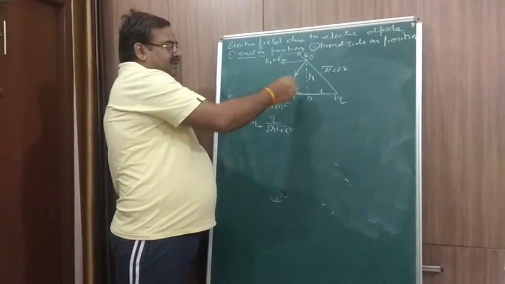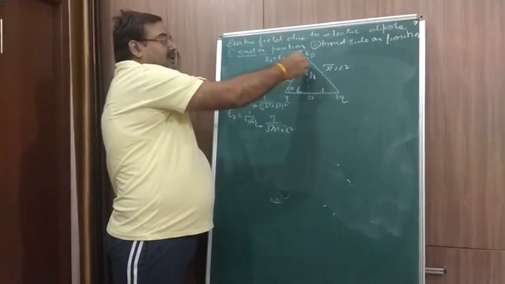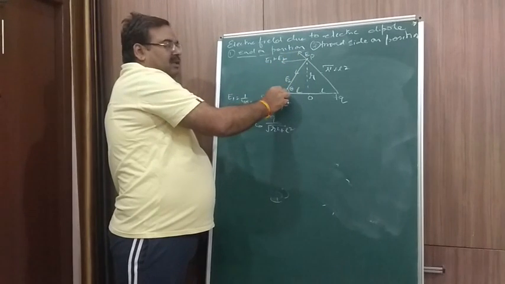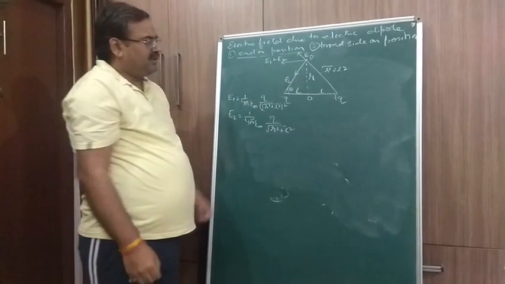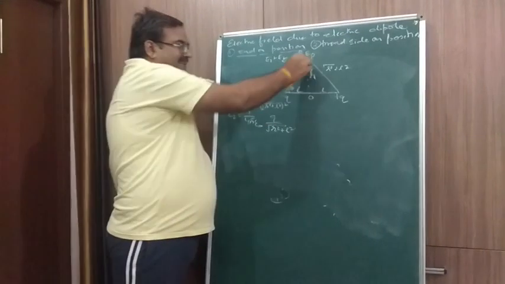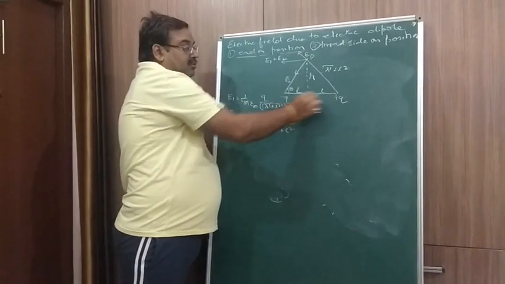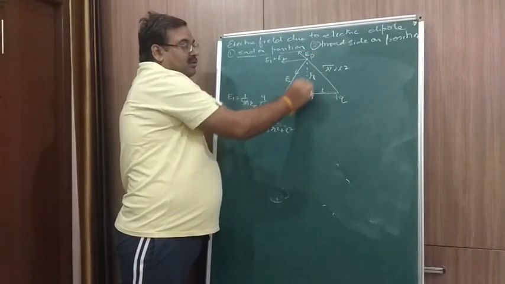So plus q exerts the electric field in the outward direction, and minus q exerts the electric field towards the negative charge. So we have to find out the electric field. We make this diagram. The diagram is very important. Minus q and plus q are separated by distance 2l. The distance of the point P from the center O is r.